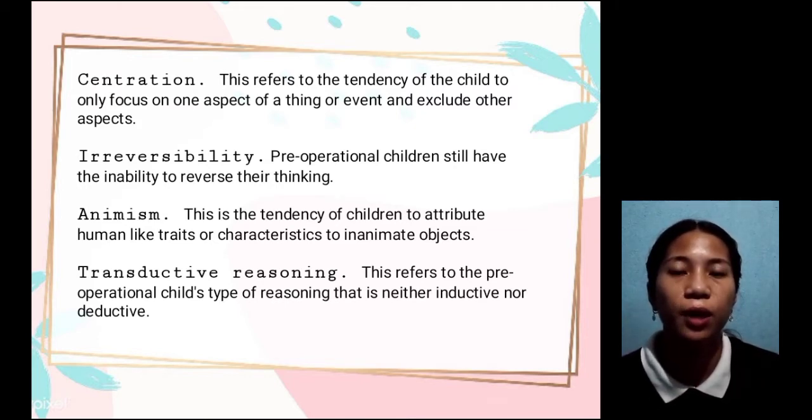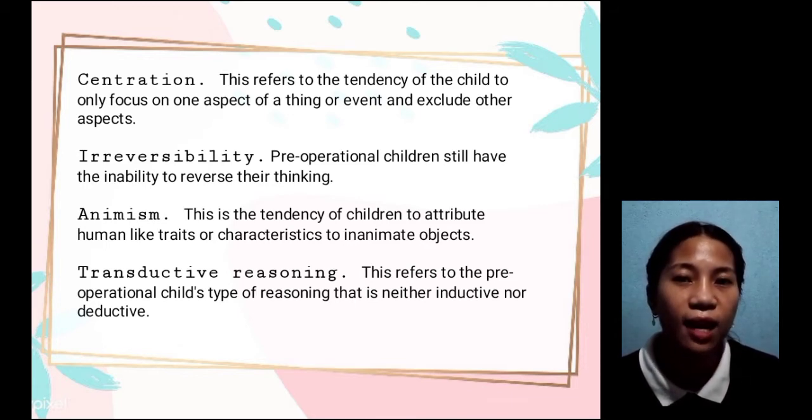Constructive reasoning. This refers to the pre-operational child's type of reasoning, and that is neither inductive nor deductive. Reasoning appears to be from particular to particular. For example, if A causes B, then B causes A. Another example is, since her mommy comes home every day around 6 o'clock in the evening, when asked why it is already night, the child will say, because my mom is already home.